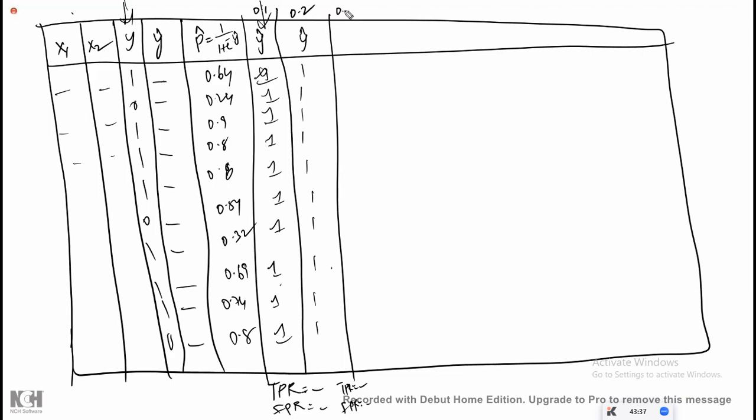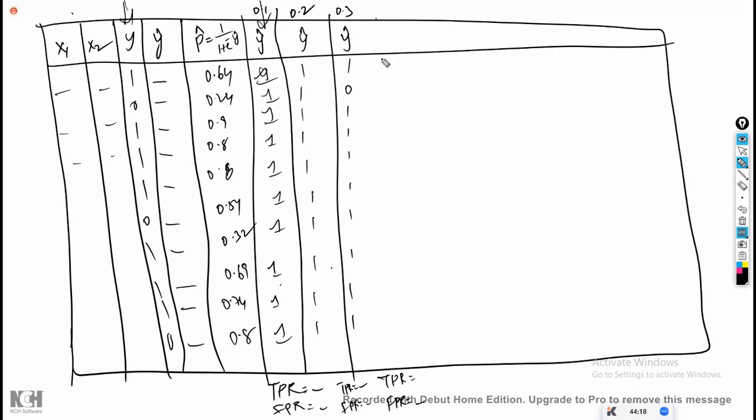Now let us go with the threshold of 0.3. Wherever the value is less than 0.3 it is class 0, greater than 0.3 it is class 1. So 1, 0, 1, 1, 1, 1, 1, 1, 1, and 1. Now automatically TPR and FPR change. If even one record changes, either FP or TP or FN, any one value will change. Automatically, if any one value changes, TPR changes and FPR also changes accordingly. You calculate the TPR and FPR.